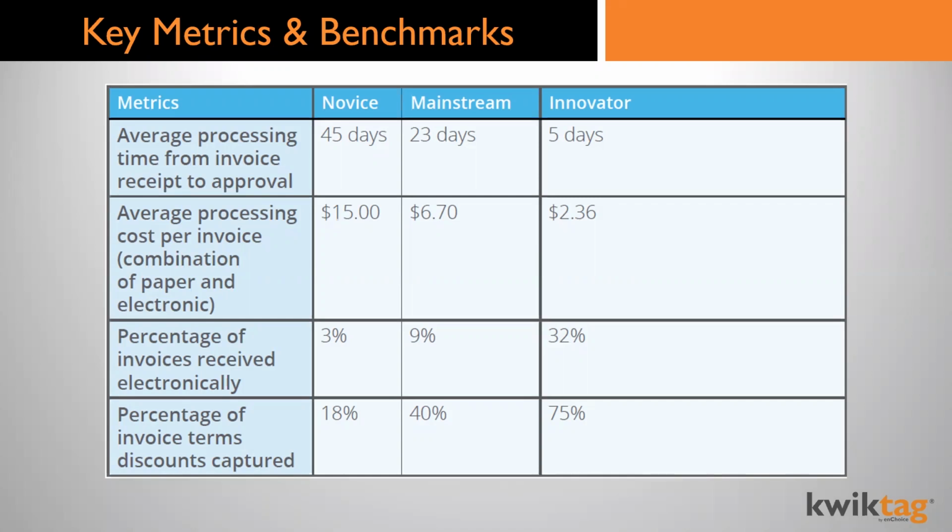So on average, we see that it can take 45 days, 45 business days from the time that invoice is physically received into your mailroom to the time that that invoice gets processed and approved. So now when you choose to pay it, of course, is up to you. But from the time it comes into your organization to the time that it's actually approved can take 45 days when you are doing that on paper.